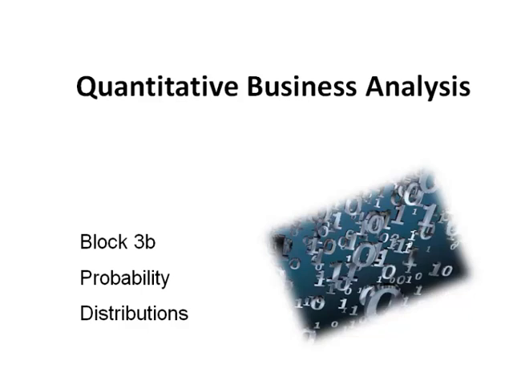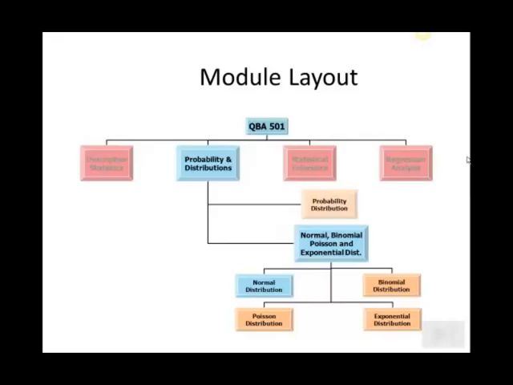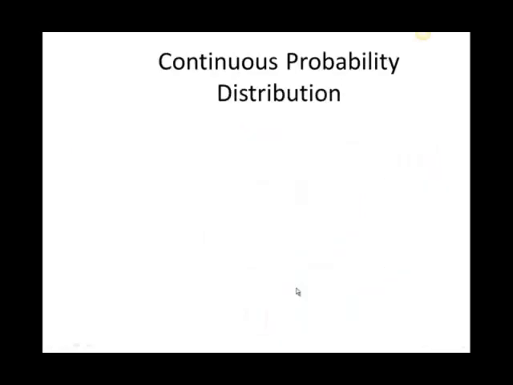Let's turn our attention to the normal distribution, another one of our specific probability distributions that we'll cover in this block of our quantitative business analysis course. Just to set our frame of reference, we are in our module on probability and distributions, and we've talked about probability distributions in general, and in this block we're focusing in on some specific distributions. We've spoken about the binomial distribution already, and now we're turning our attention to the normal distribution.